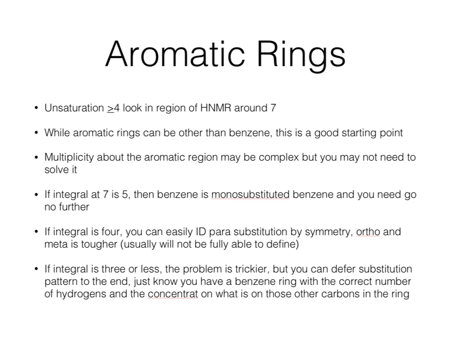The multiplicity around the aromatic ring and the array of peaks may be complex, but you may not need to solve for those. Because if the integral at 7 is for 5 protons, then your benzene's monosubstituted. You don't need to solve every peak that's in there. There's 5 protons on your benzene ring, and there's one thing that's not a proton, monosubstituted. If the integral is 4, you can easily ID the parasubstitution by symmetry. You'll have fewer peaks in that aromatic region in the carbon NMR than there are in the formula.